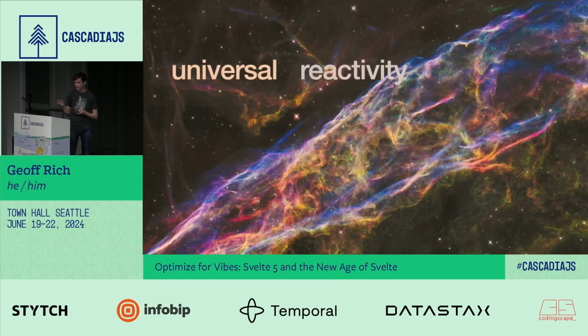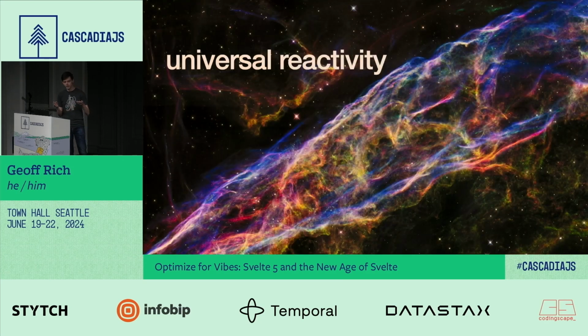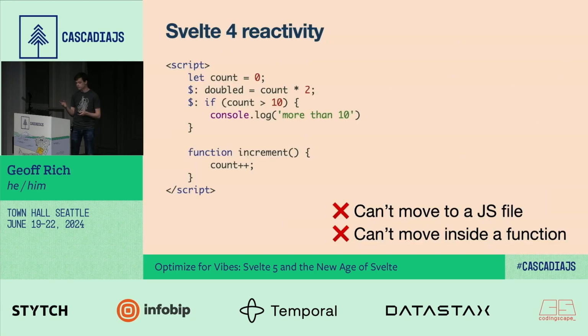Let's start with universal reactivity. Today, Svelte has 2 reactivity modes. There's the easy-to-use reactivity model inside Svelte components that I just showed you, but that reactivity model doesn't work if we try to move it to a separate file. Let's take another look at the example I just showed. Let's say you wanted to wrap this counter reactivity code into a utility that could be used anywhere. You can't just copy-paste the code into a JavaScript file or even move it into a function inside the component. Svelte's reactivity only works at the top level of Svelte components.